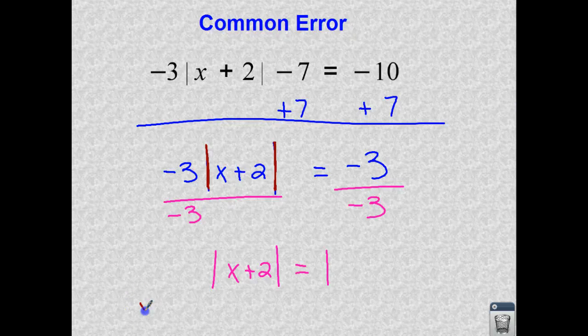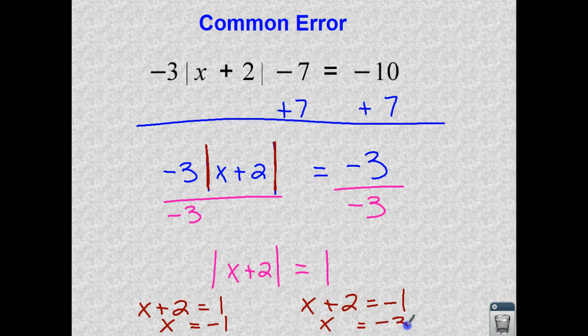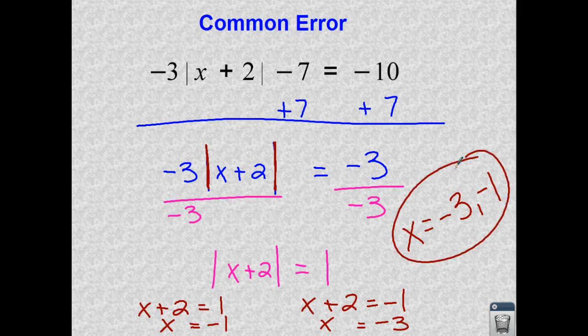Take the braces off. x plus 2 is equal to 1. x plus 2 is equal to negative 1. So x is equal to 1 minus 2, which is negative 1. And x is equal to negative 1 minus 2, which is negative 3. So we have answers of negative 3 and negative 1. Okay, go test those answers out.